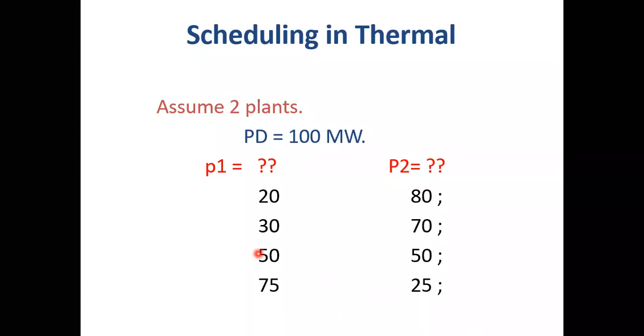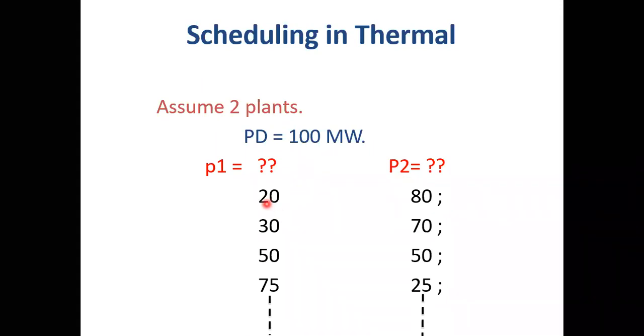And similarly, I can allocate P1 value equals 75, then automatically P2 value equals 25. So like this, we can allocate any value of P1 so that we can get any value of P2. This is nothing but a normal scheduling. Scheduling means here how much power is going to be generated by P1. Similarly, how much power is going to be generated by P2 in this example. But the constraint here is P1 plus P2 must be equal to 100.